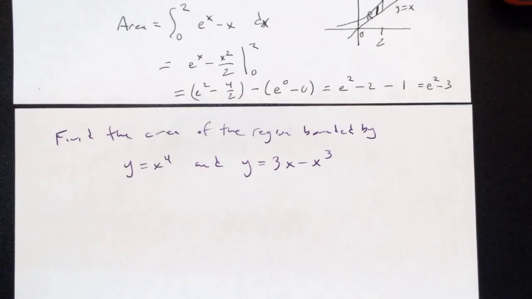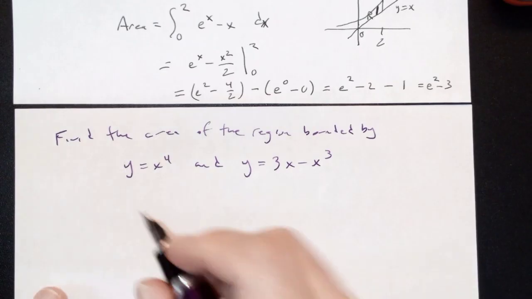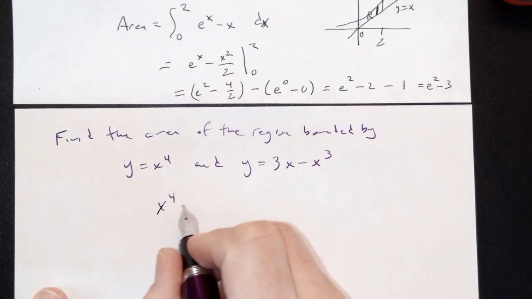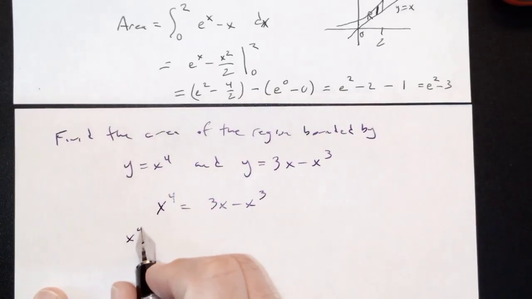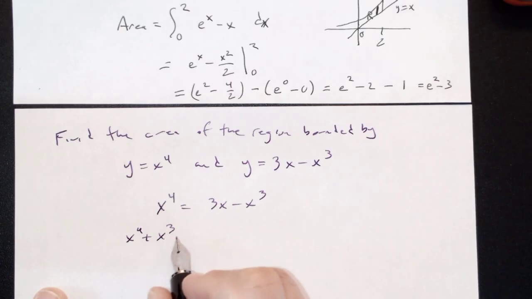How do I find those points? Make them equal to each other. x to the fourth equals 3x minus x cubed. Let's put it all on one side. I can factor out an x.